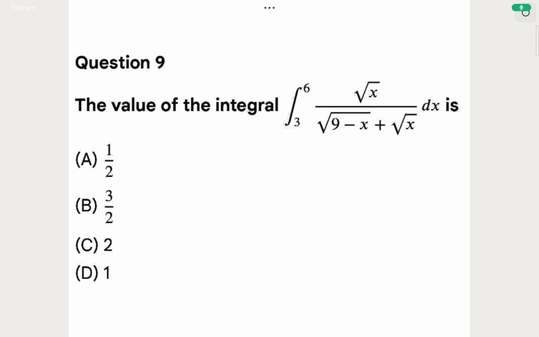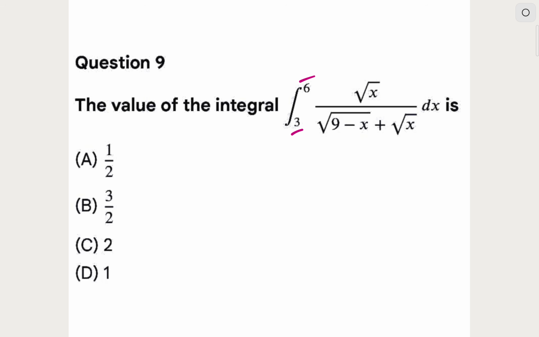In this question we are given an integration and the integration looks difficult but it's very easy in reality. The integration looks complex, so इस क्वेश्चन में दिया है हमारे पास इंटीग्रेशन और इसका लोअर लिमिट दिया है 3, अपर लिमिट दिया है 6.